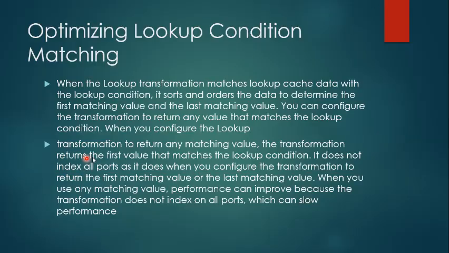So in the transformation, return any matching value: the transformation returns the first value that matches the lookup condition. It doesn't index all ports when you configure the transformation to use any matching value. Performance can improve because the transformation doesn't index on all ports, which can slow performance.